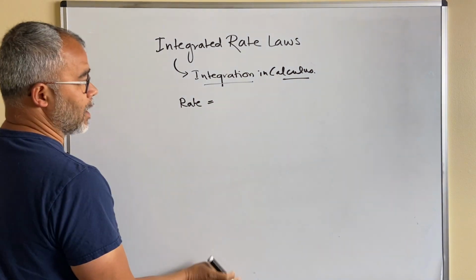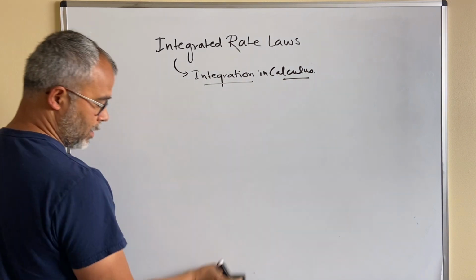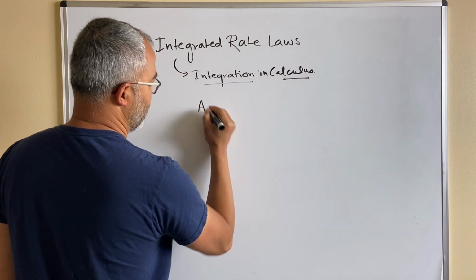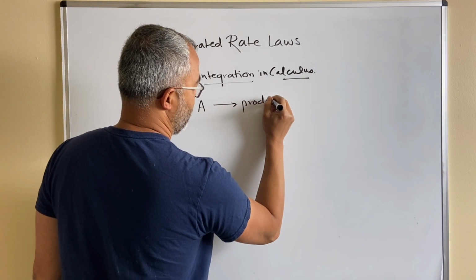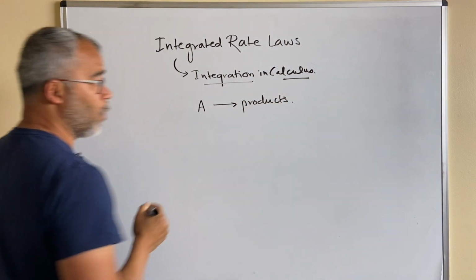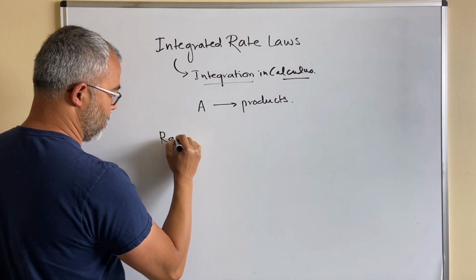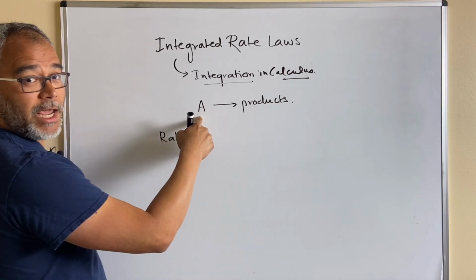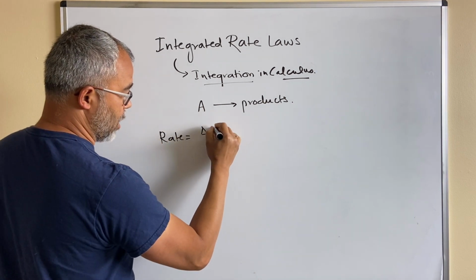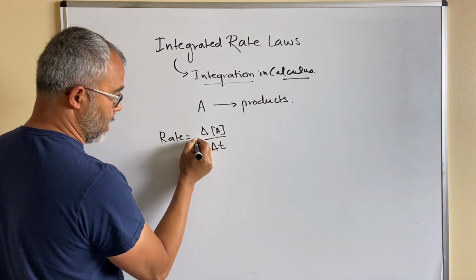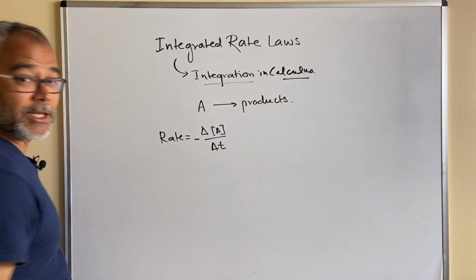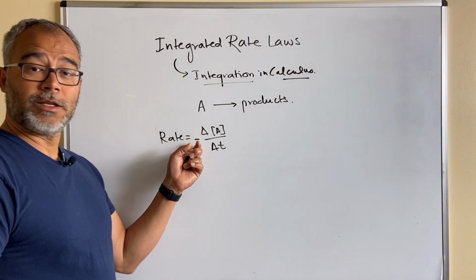So let's back up a bit. Let's take, for example, a very simple reaction. A goes to products. One way to write the rate is the change in A over the change in time, and because A is a reactant, there has to be a negative to the left of it.